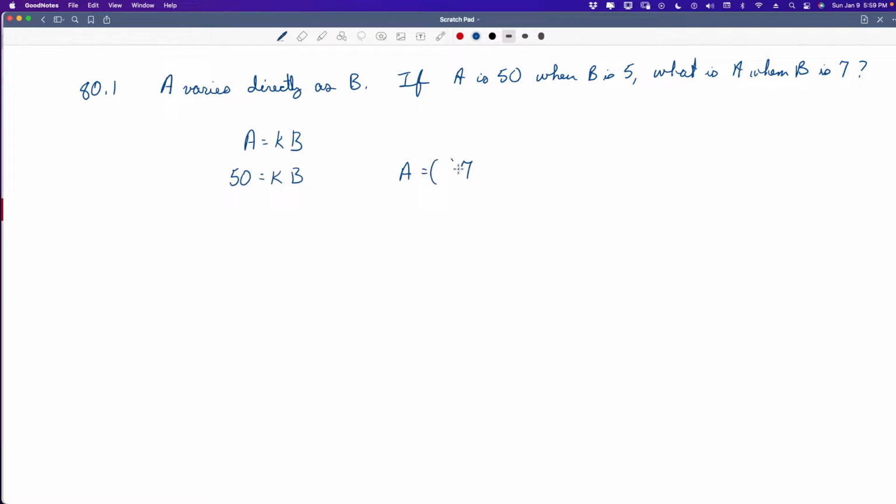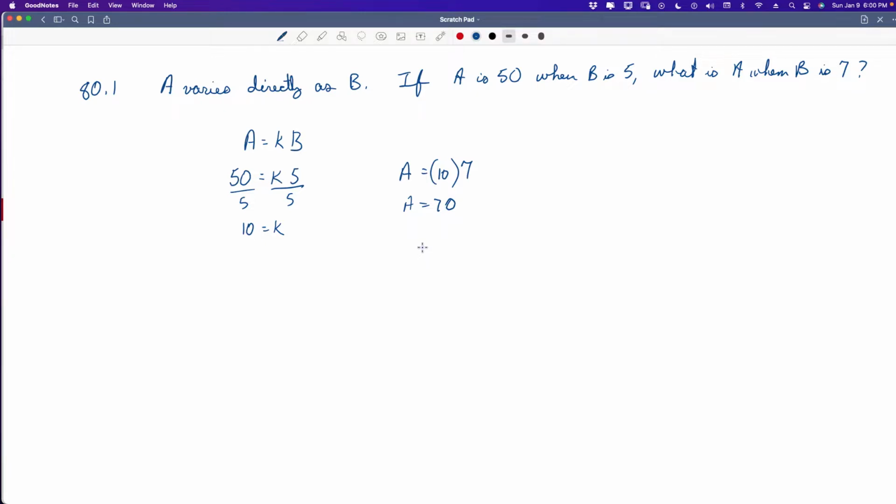All right, and we don't know what the constant will be that we fill in here. So first we have to find the constant. We have to find the constant for k. So we have k times 5 is 50, so we divide both sides by 5. We find that the value of k is 10. So then we take our constant and sub it in for where our k would normally be. So we know that A is equal to 70 when B is 7.